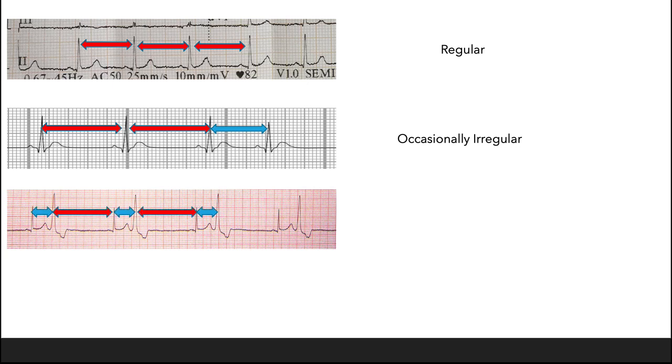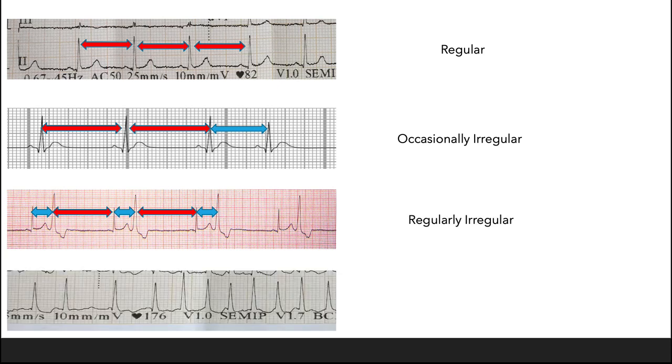Now in this third ECG, we see that the irregularity is occurring at regular intervals. And this is what we call regularly irregular. And what about this fourth ECG? If you see, they're all coming at different regularities at different periods. And this is called an irregularly irregular ECG.